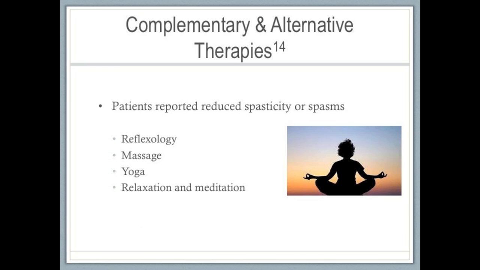Many persons with MS seek complementary and alternative therapies to help manage their symptoms. More than 50% of persons with MS report having tried complementary and alternative therapies, the majority of whom were women. A survey of 138 persons with MS found that subjective benefits related to spasticity were most common with reflexology, massage, yoga, and relaxation and meditation. 77% of survey respondents were women and the median age was 45 to 54.